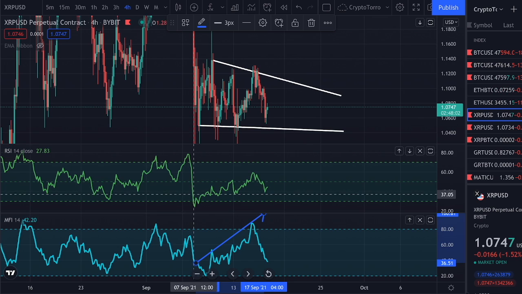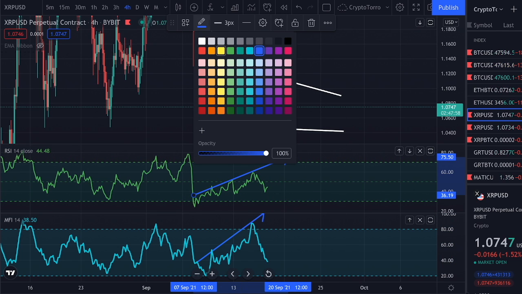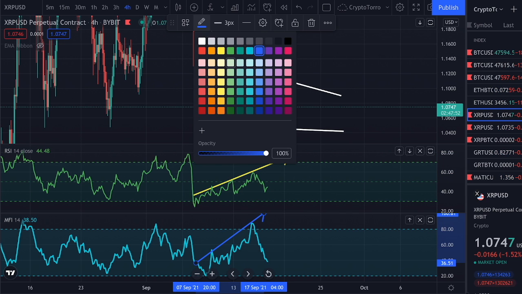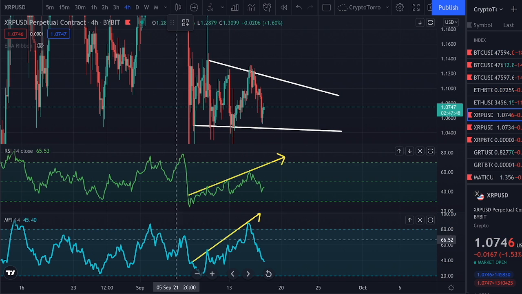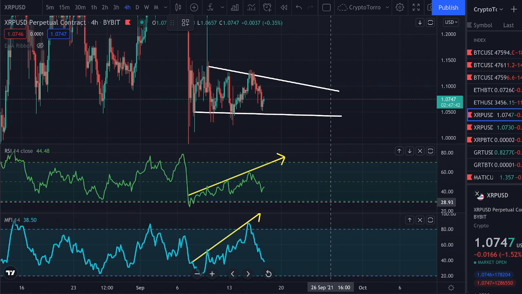We are clearly seeing, both on the Monoflow and on the RSI, a higher high getting created. So we have to take into consideration that we are spotting a clear bearish divergence on XRP's price action. For sure, this might have influence during the upcoming days.